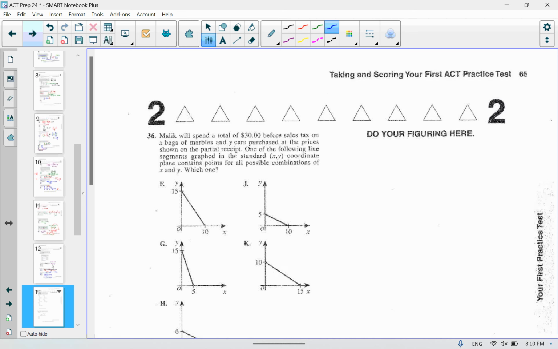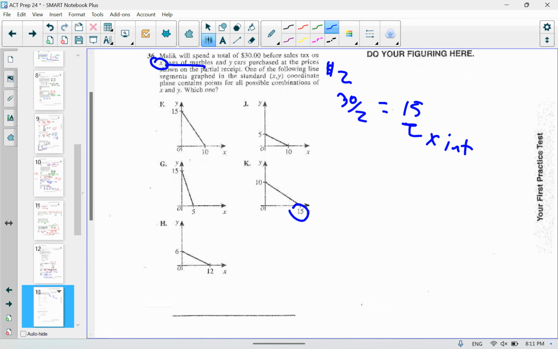Now, you spent $30 total. Now, if we look back, marbles were $2. So it's also the X value. So if I divide 30 by 2, I know if I were to buy none of the other thing, I would get 15 bags of marbles, which means I know that this has to be my X intercept. And the only X intercept of 15 is letter K.